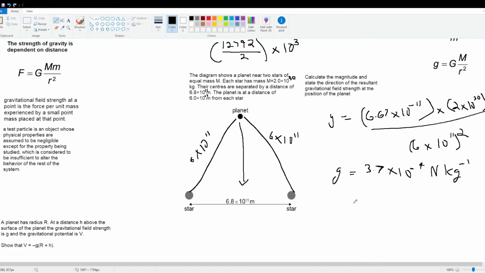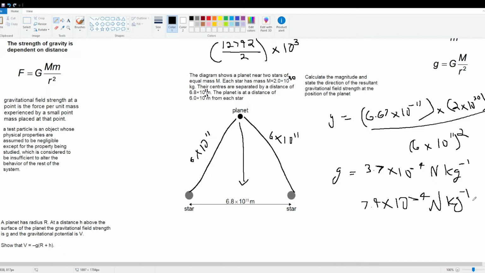what do we get? 3.7 times 10 to the power of negative 4 times 2. We get 7.4 times 10 to the power of negative 4 newtons per kilogram. Right, so that should make sense.